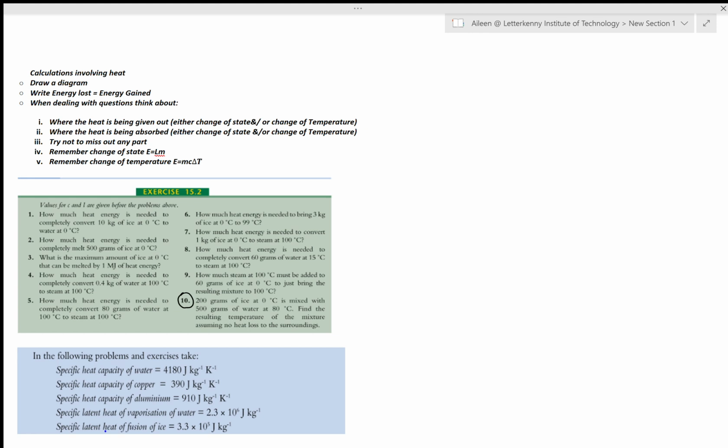In question 10, we're told that 200 grams of ice at 0 degrees are mixed with 500 grams of water at 80 degrees. Find the resulting temperature of the mixture, assuming that no heat is lost to the surroundings. Okay, so first off, we're going to draw what we have. So we have ice at 0 degrees, and it's added to water, which is at 80 degrees.